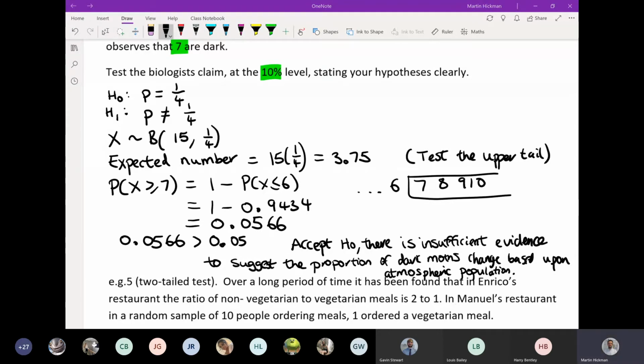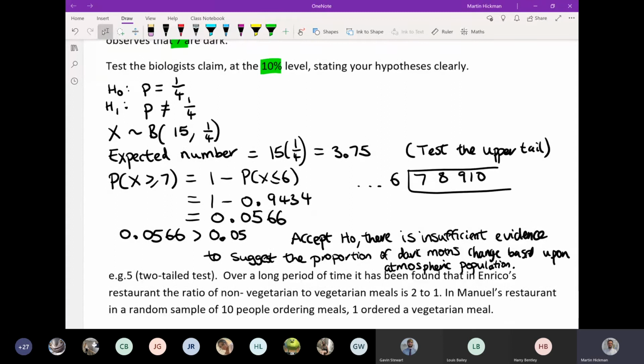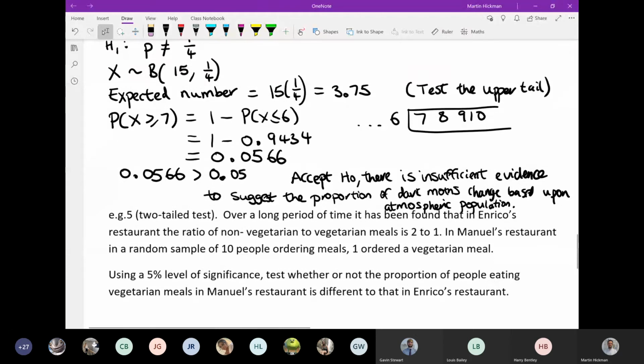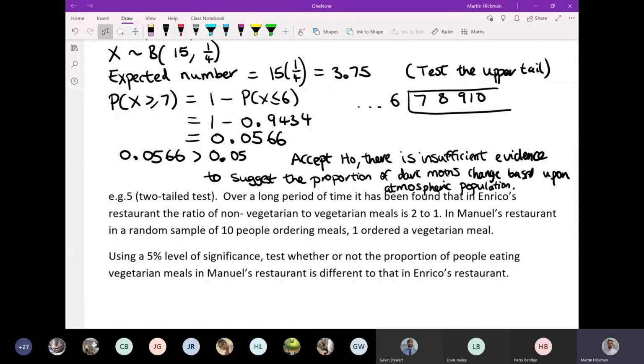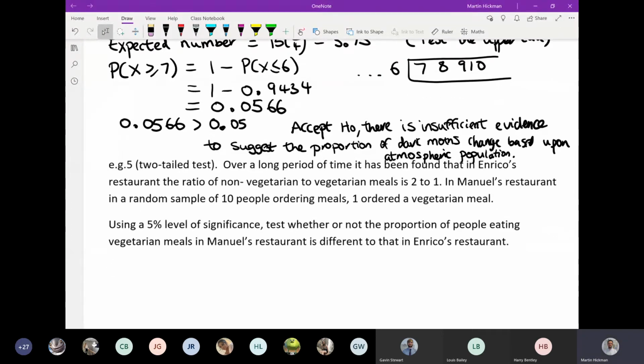Let me know if you've got any questions in the chat. I'll just do a quick check now. If not, we'll move on to our second example and last one for today, and then have a go at the relevant questions. So I'll just give you a chance to ask any questions, and just copy that down.